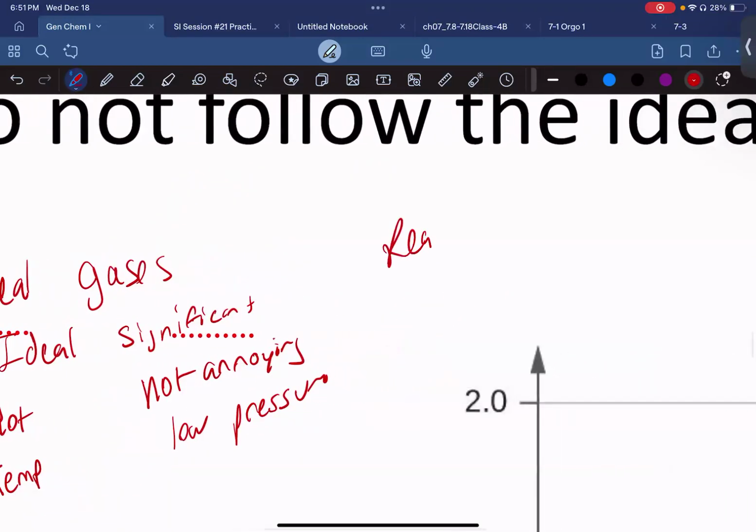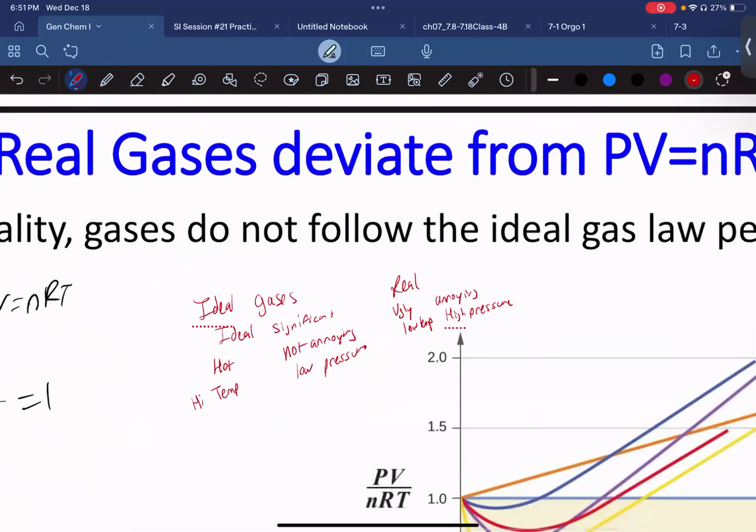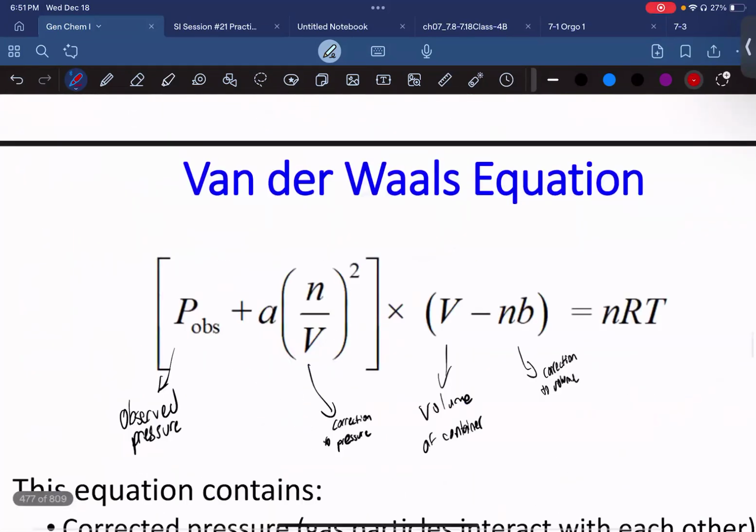And then real gases are the opposite, right? They're ugly, and they are annoying, right? So high pressure and low temp. Okay, I hope you guys understand that. I kind of like the little way I remember it.